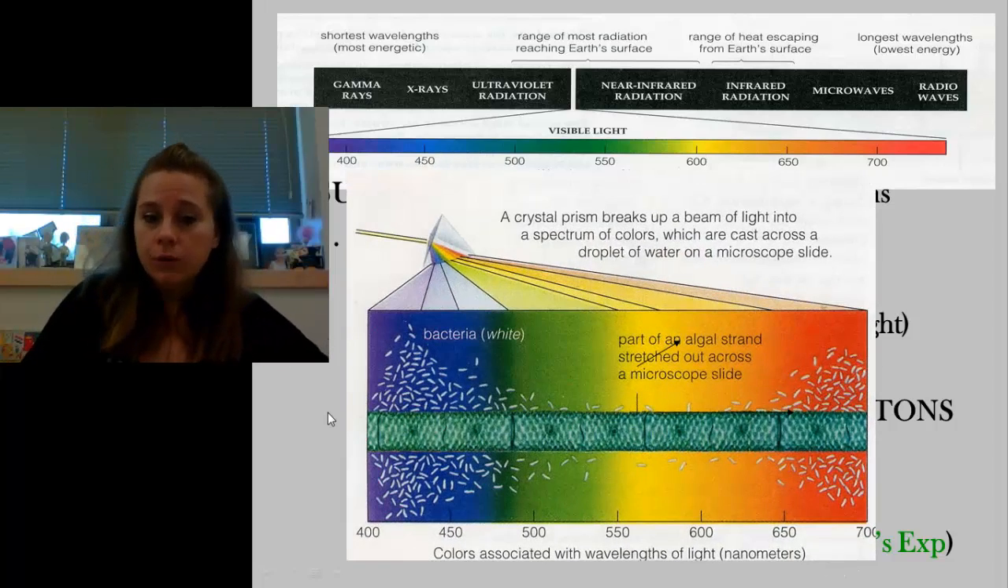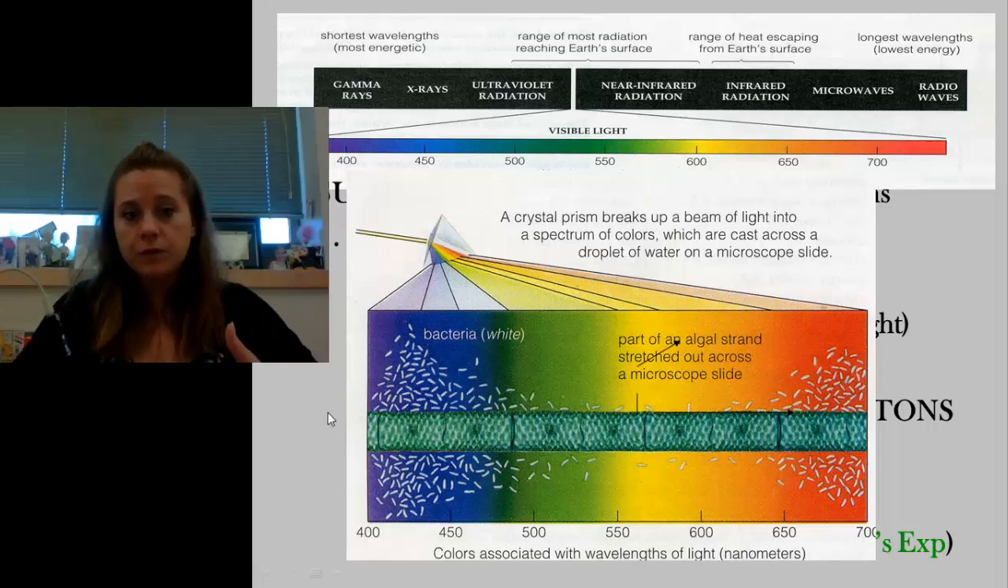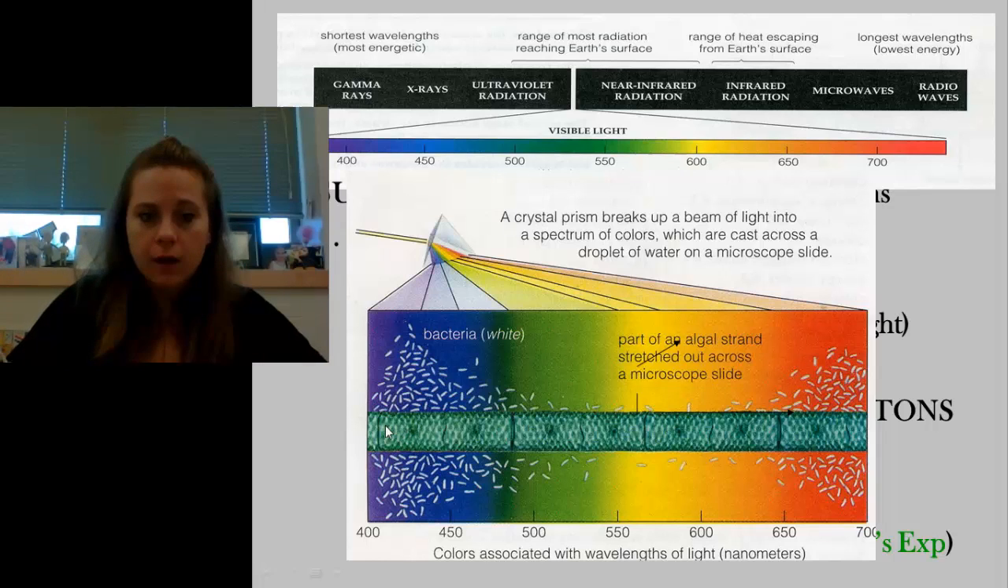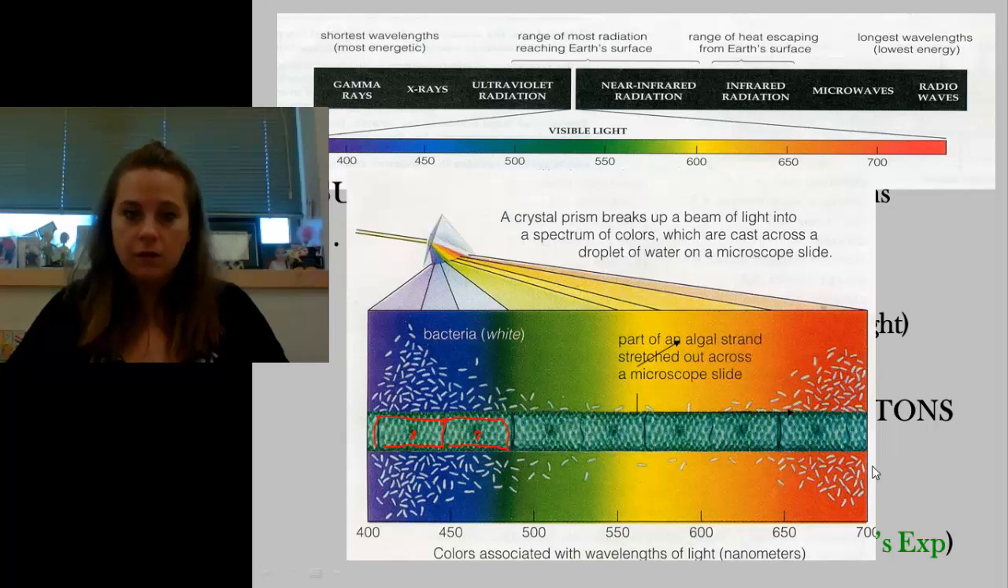Okay, so here we have a prism. What he did is he took a prism and split the visible light spectrum down. He placed algae on it. Okay, so here's photosynthetic algae. That's these right here. Here's one cell that you can see. Here's another cell. Okay, so you can get the gist of it. Those are the algal cells stretched across a prism.